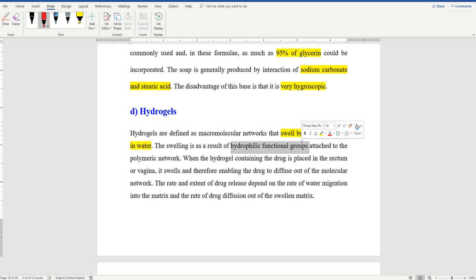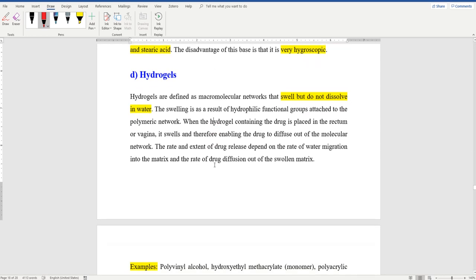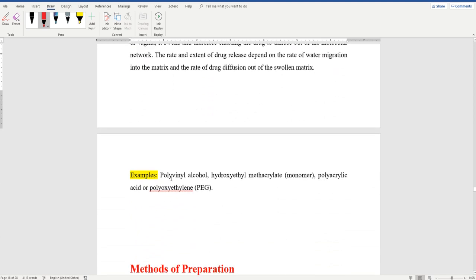Why will it get released? Because when the drug dissolves, we have a high concentration of the drug in the hydrogel, and outside the hydrogel the concentration of the drug is low. So we have diffusion: the drug goes from the high concentration to the low concentration, and this is how the drug gets out. Examples: we have polyvinyl alcohol, hydroxyethyl methacrylate, polyacrylic acid, and also polyoxyethylene.